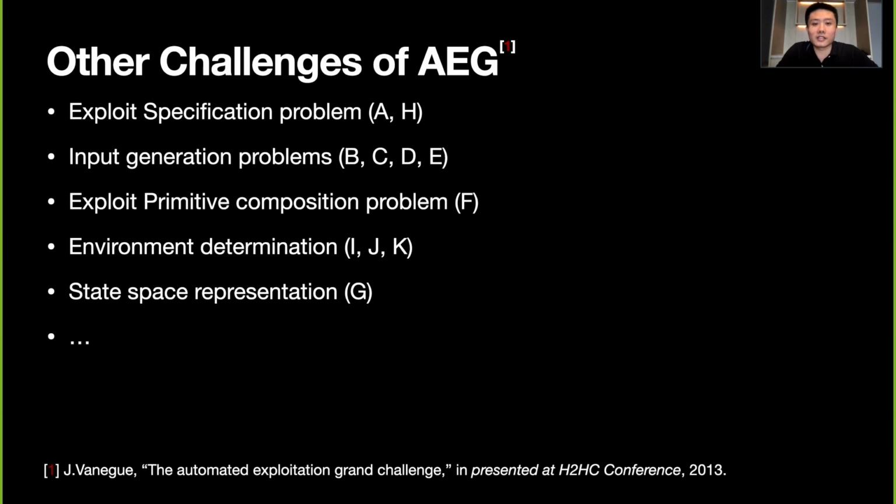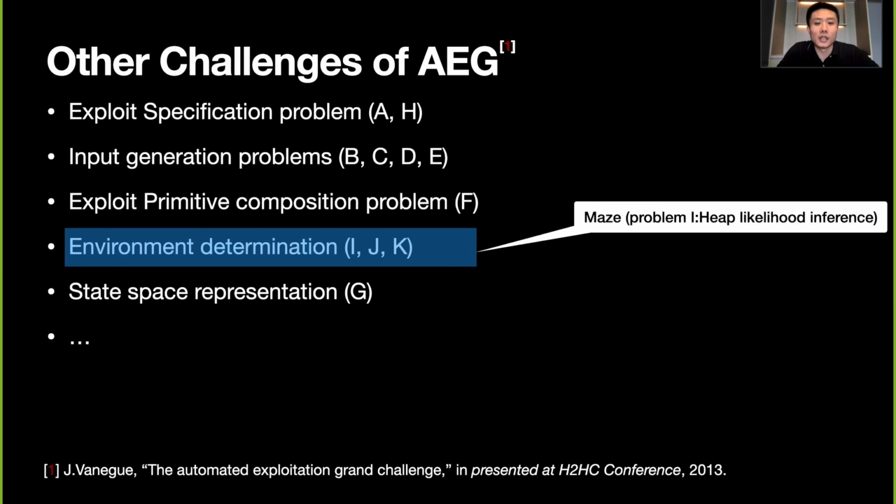Then the last part is the other challenges of AEG. We can see that Maze only solved one problem, which is also known as heap layout inference. But there are still lots of other challenges that need to be done, and many of them are still very important, but there's not a very effective solution yet.